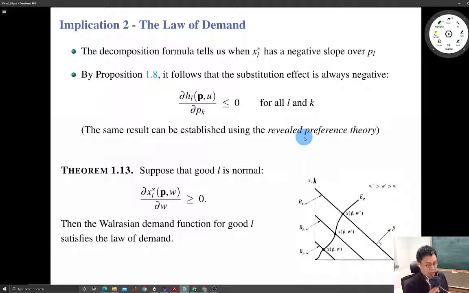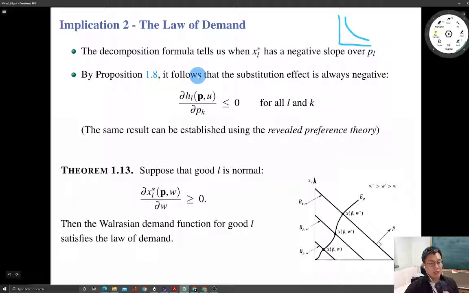And the second implication of the Slutsky equation is that we can deduce the law of demand, the basic principle of the demand function. So demand for good L has a negative association with change in price. In other words, demand for good L has a negative slope over its own price. So the demand function is decreasing over PL, as we have seen in the textbook.